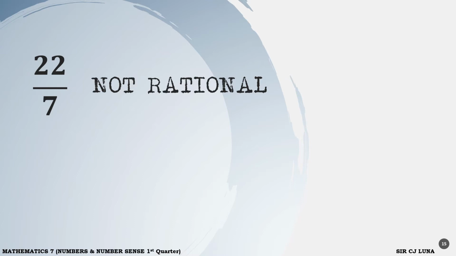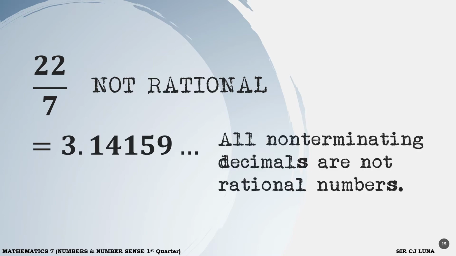Next is 22 over 7. This is not rational because if we will convert this fraction into decimal, we will have 3.14159 and so on. So this is non-terminating. All non-terminating decimals are not rational numbers.